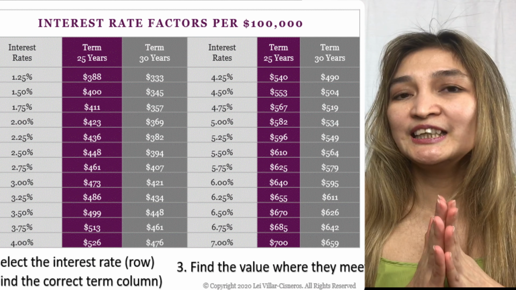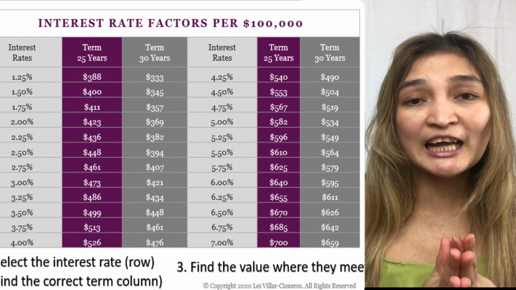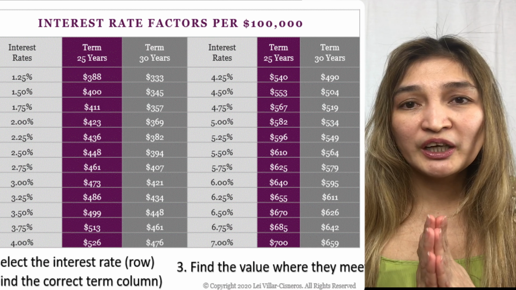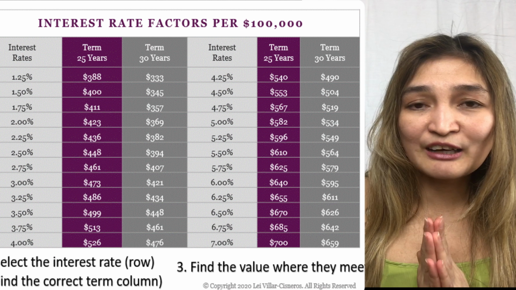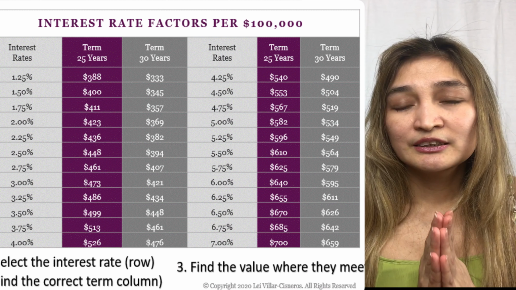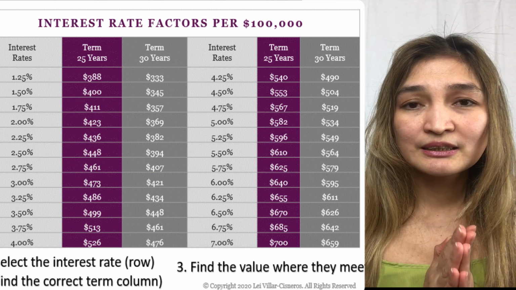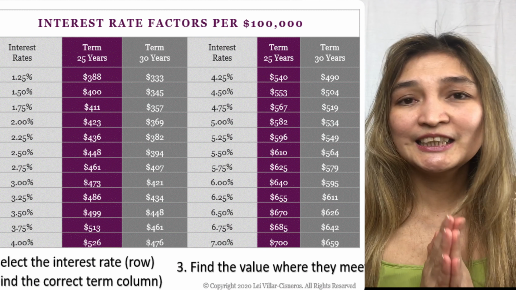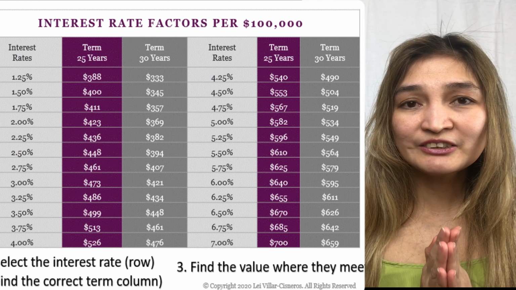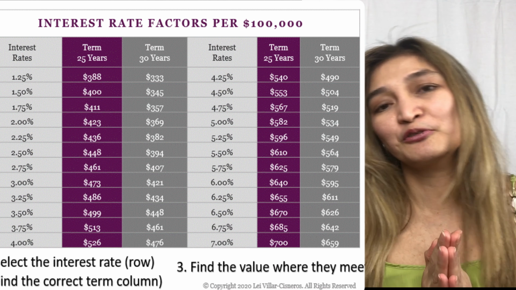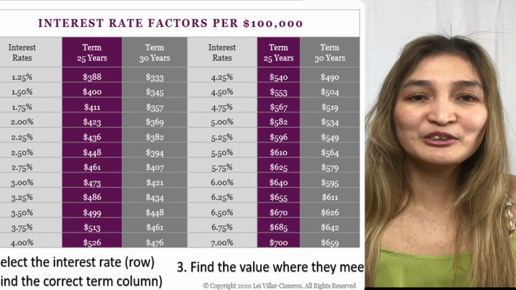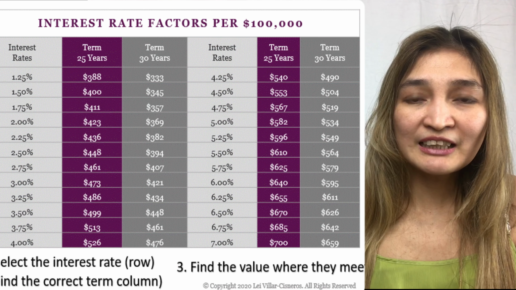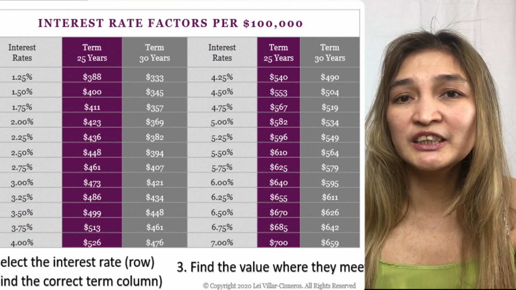Using the interest rate factor table that I modified, it will tell us that for every 100,000 mortgage, the mortgage payment is $584 for the interest rate of 5.04%. So now let's do the math. We know that for every 100,000 you are paying 584.